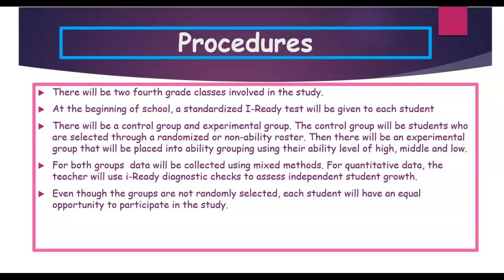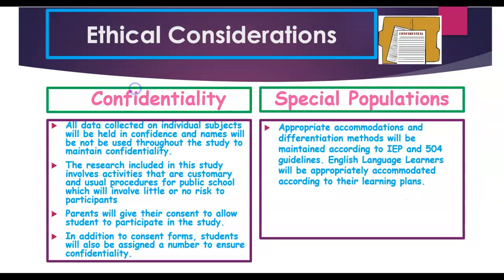Then there will be an experimental group that will be placed into ability grouping using their ability level of high, middle, and low. For both groups, data will be collected using mixed methods for quantitative data. The teacher will use iReady diagnostic checks to assess independent student growth. Even though the groups are not randomly selected, each student will have an equal opportunity to participate in the study.